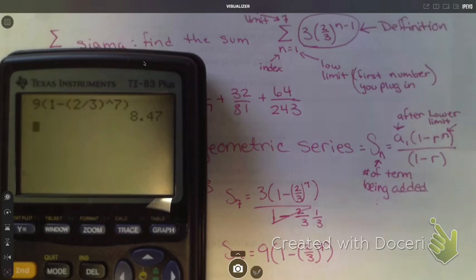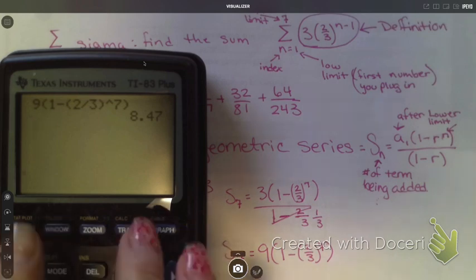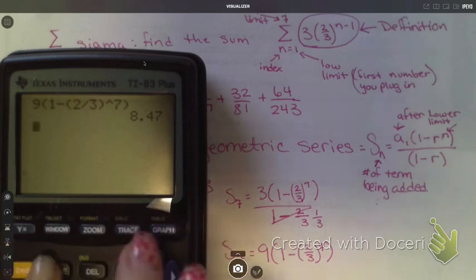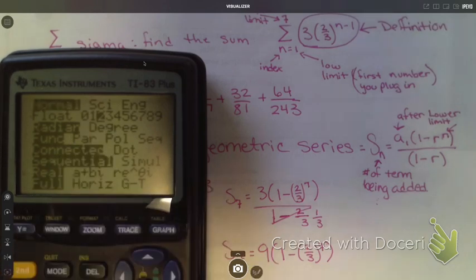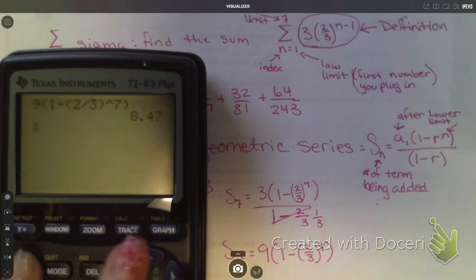Why does yours only have those? Yours only has 2 decimal places. Does yours have a bunch? Yeah. Oh, my mode probably says 2. Yours probably says float. How did you do that? Just hit mode.